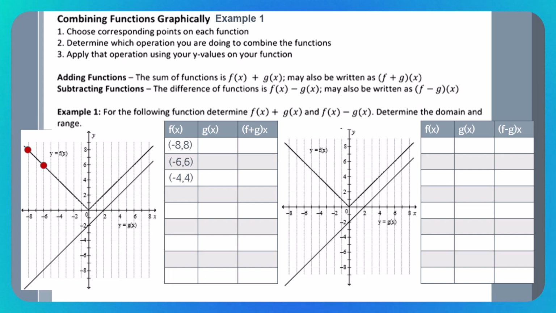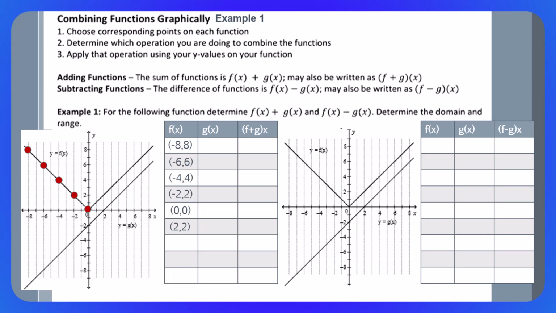I'm going to go to negative 4, 4, plot negative 4, 4, negative 2, 2, plot that point, 0, 0, and we're going to start working our way up on the right. So I'm going to go back to 2, 2, 4, 4, 6, 6, and 8, 8. Okay, we have those points plotted. That's our absolute value function.